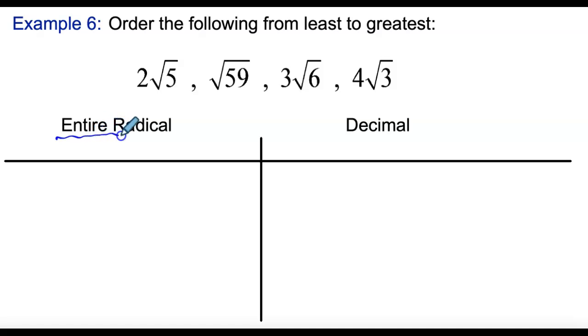We can choose to write them all as entire radicals, and then we can just compare the individual radicands, or we can write them as decimals. I'm going to start by writing them as entire radicals.